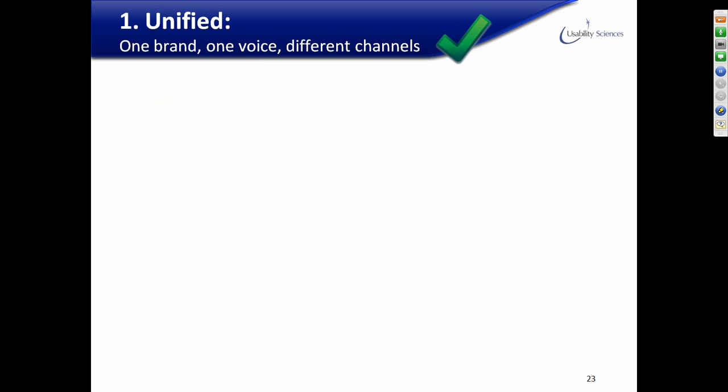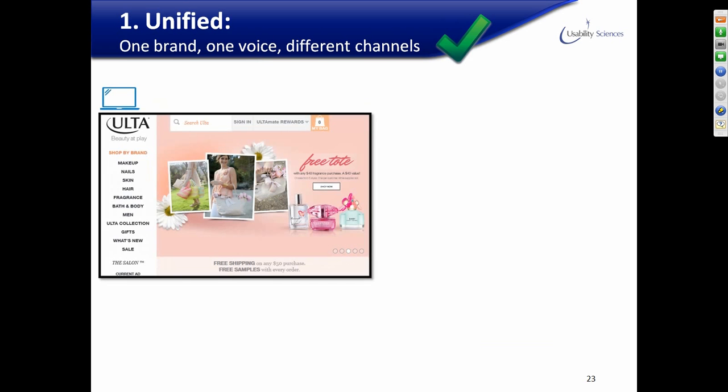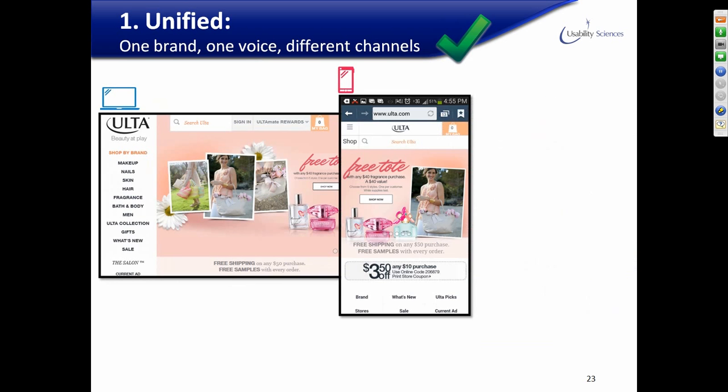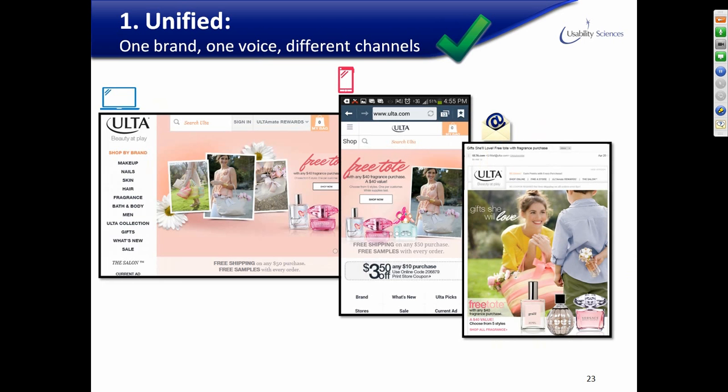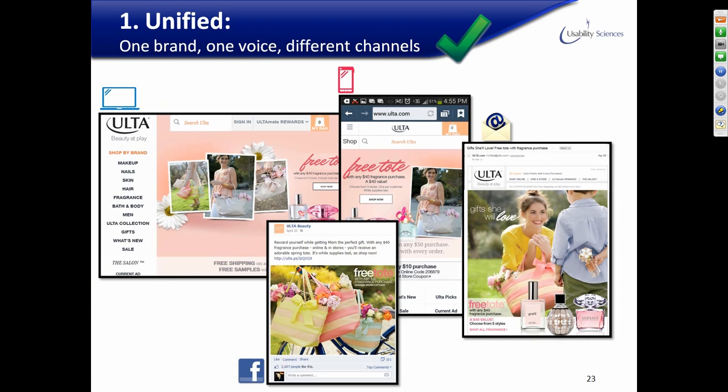Let's take a look at another example here. This is a great example. This is Ulta.com on the desktop. Now we look at it here on the mobile site. Here we look at an email promotion sent from Ulta and also a social media post from their Facebook page. And as you can see, the look and feel, the imagery, the tone, all very consistent. So definitely communications from the same company. And this was taken around Mother's Day, these screenshots here.